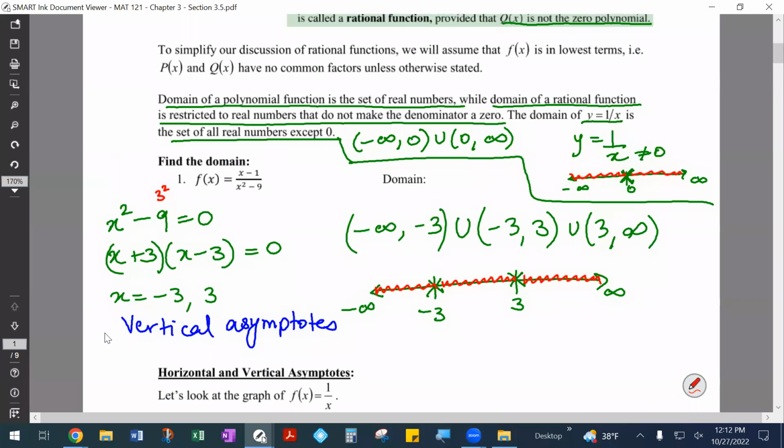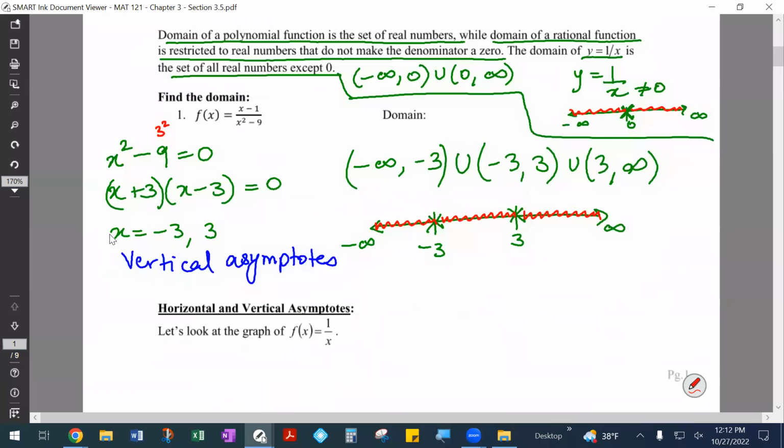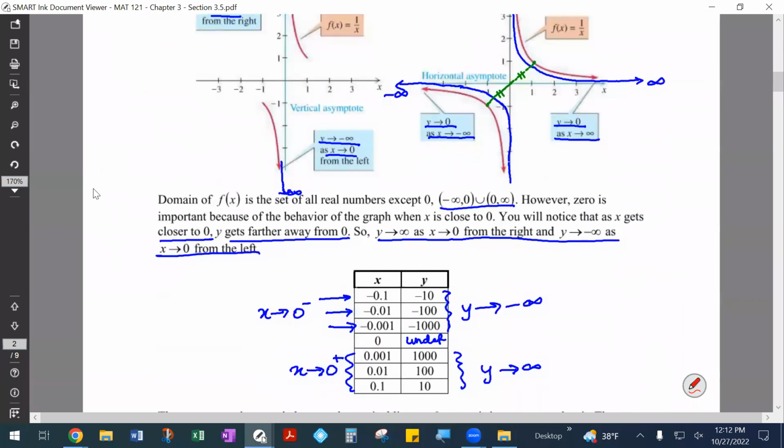That we talked about from example 1. So it's the same one. Since we already did the calculation for the domain, and we know we cannot use -3 and +3, that's the same place where our vertical asymptotes are going to be. I'm not going to repeat that calculation.